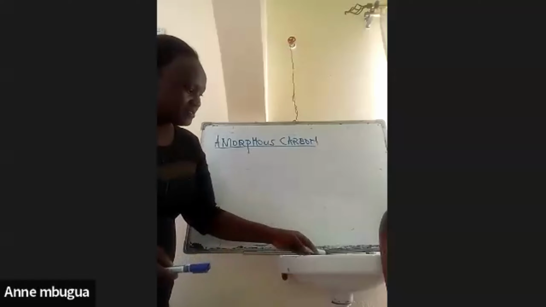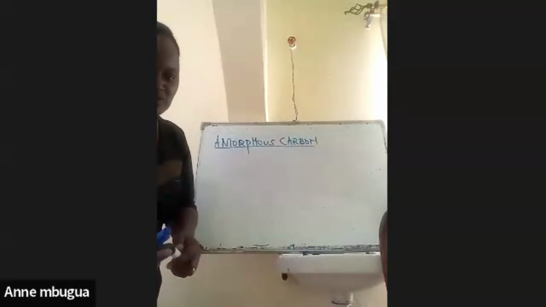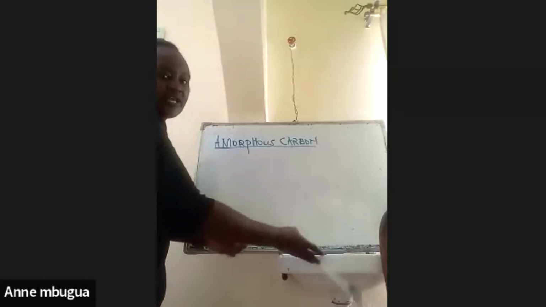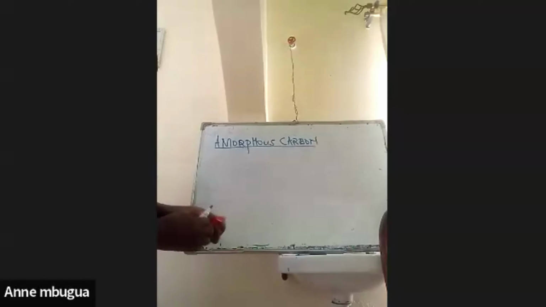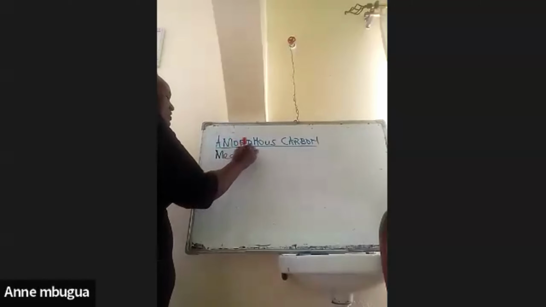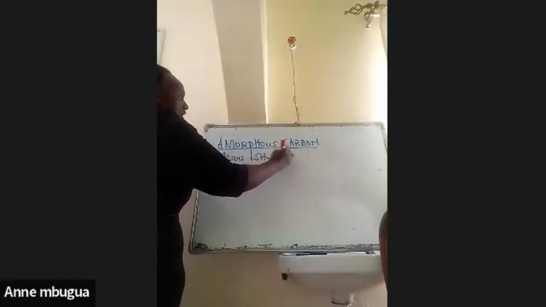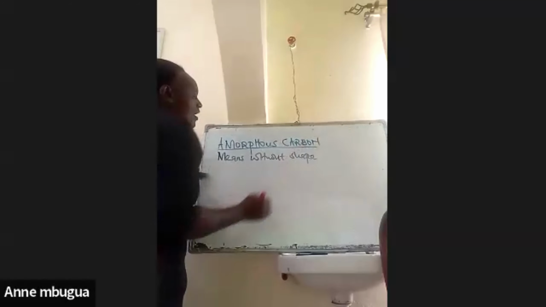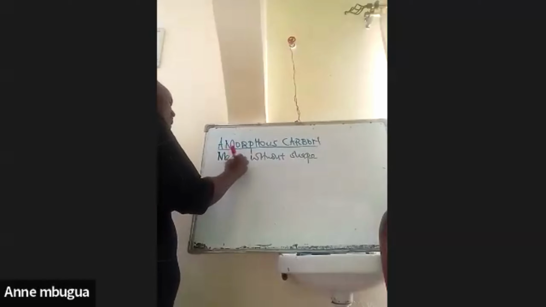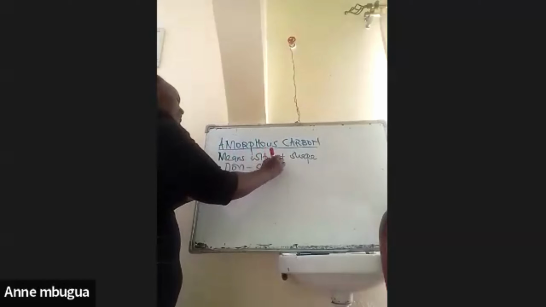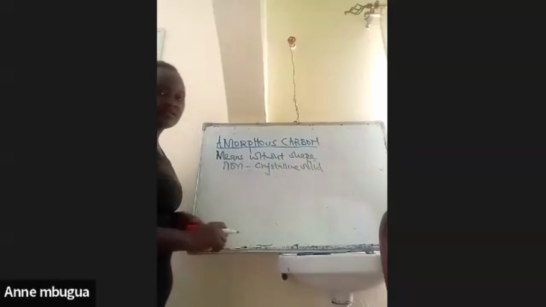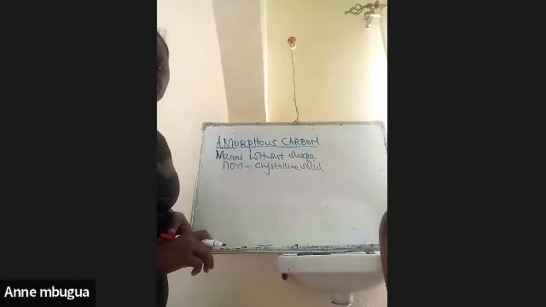Amorphous means without shape. So these ones are not crystalline, they are non-crystalline. Amorphous carbon is a non-crystalline solid.